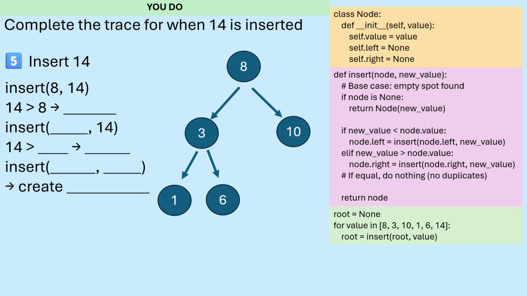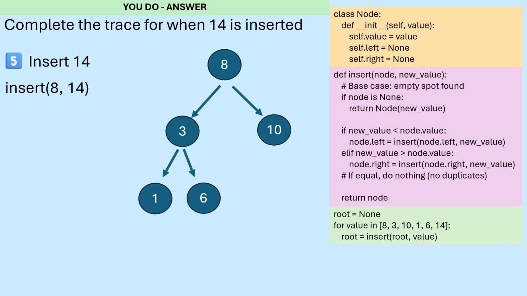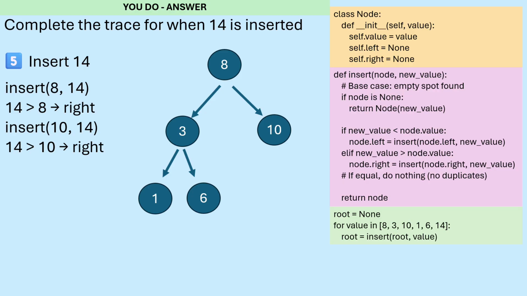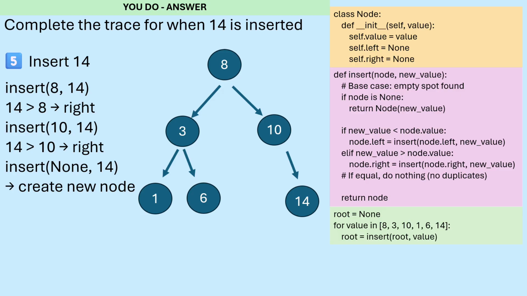Your turn now. Pause the video. See if you can fill in the missing part of this for inserting 14. Right, let's see how you get on. So 8, 14. Well, 14 is bigger, so we're going to the right. Well, the right of 8 is 10. So we know we can't put it there because it's not none. Then we need to look at comparing 14 and 10. Well, 14 is bigger than 10. Well, the right of 10 is none. So that means we have a space available. We can now create 14 on the right of 10.